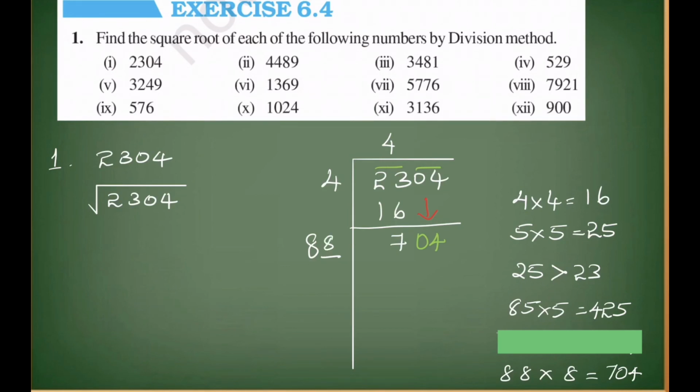So 8 into 8, if you put 8, this becomes 704. So the remainder is 0. So the square root of 2304 equals 48.